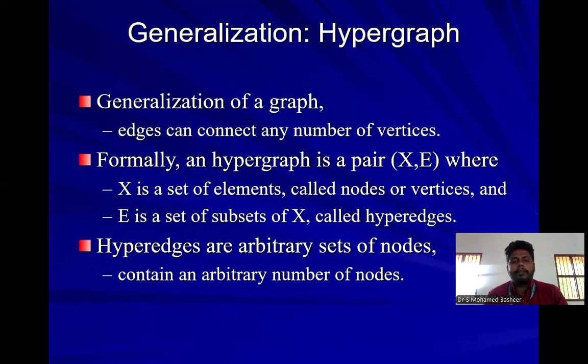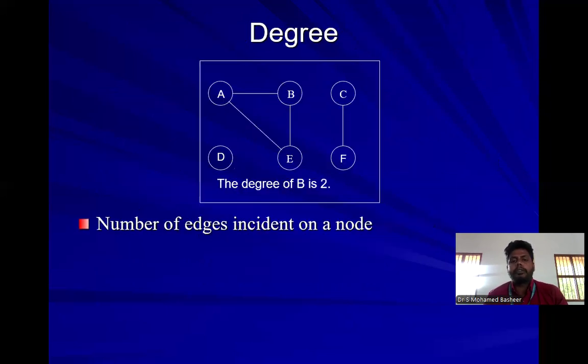Hypergraph is a generalization of a graph. In a hypergraph, edges can connect any number of vertices. Formally, a hypergraph is a pair (X, E), where X is a set of elements called nodes or vertices, and E is a set of subsets of X. These are called hyperedges. Hyperedges are arbitrary sets of nodes, and they contain an arbitrary number of nodes.